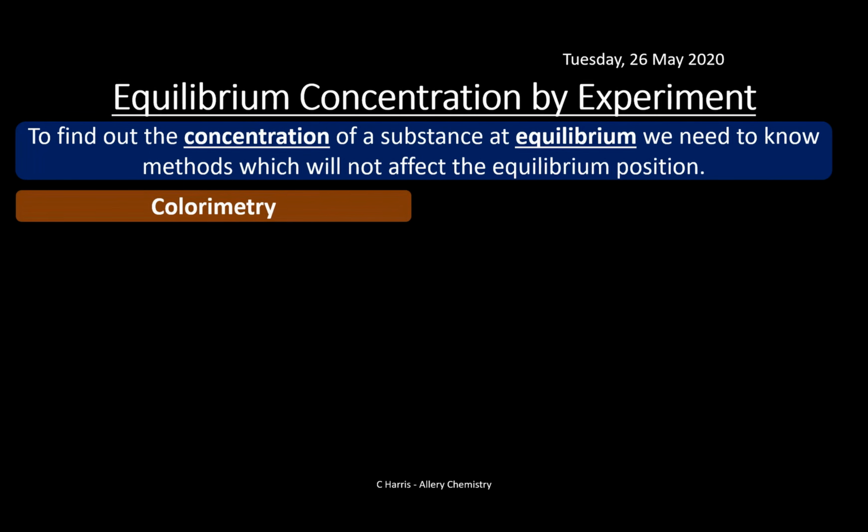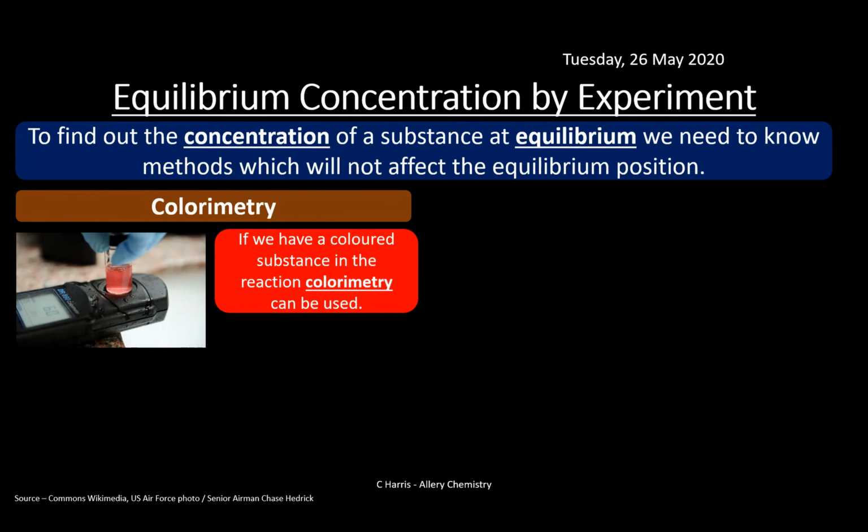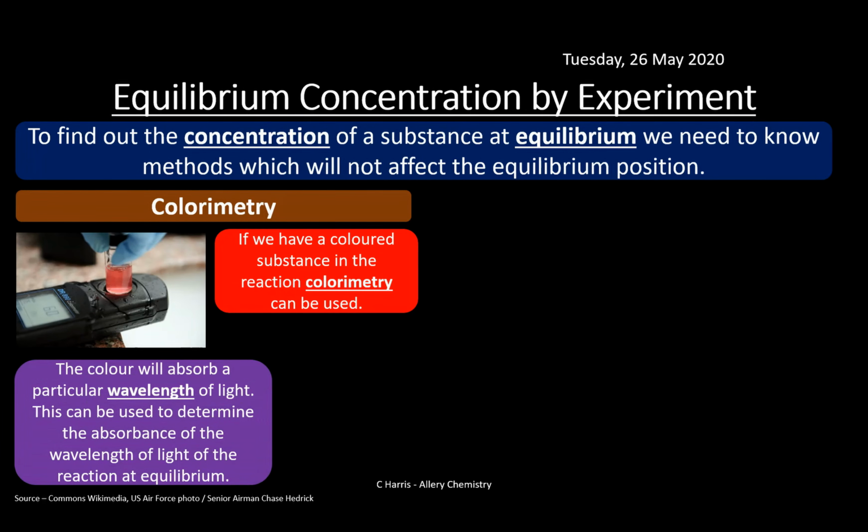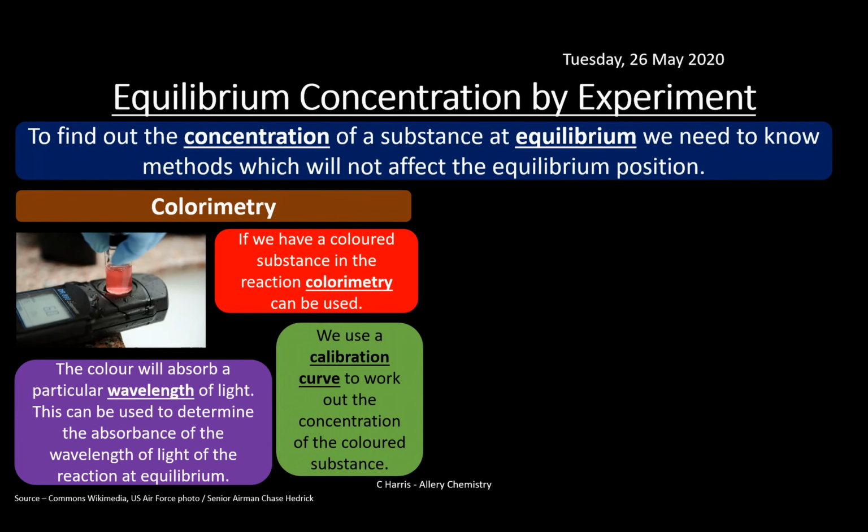Colorimetry is one example of doing this. If we have a colored substance in the reaction, then colorimetry can be used to look at the concentration of a substance at equilibrium. The color will absorb a particular wavelength of light, and this can then be used to determine the absorbance of the wavelength of light of the reaction at equilibrium. So we can say, what's the absorbance of that light at equilibrium at that point.